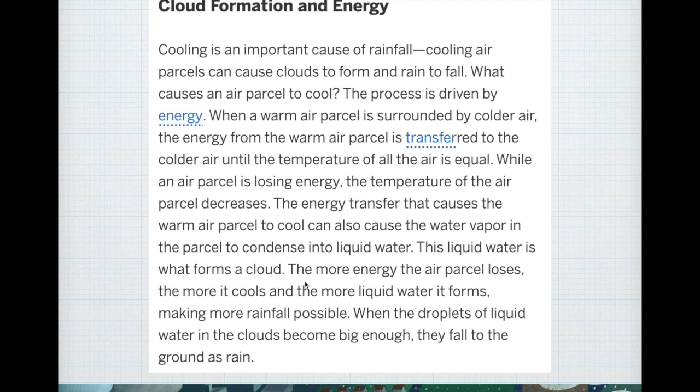The more energy an air parcel loses, the more it cools and the more liquid water it forms, making more rainfall possible. So this right here is very important. The more energy the parcel loses. And the kind of energy we're looking at here is going to be heat energy. It's going to be temperature. Because when we're measuring the energies, it has to do with the thermal energy, which is why it's very important that you try to look back at your notes for thermal energy.